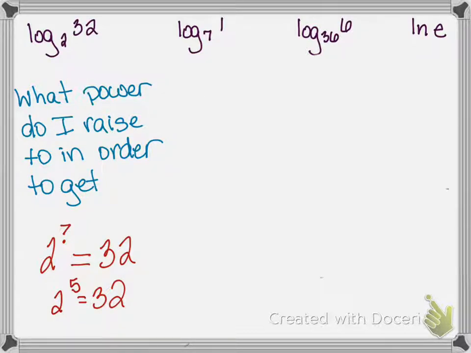What power do I raise 7 to in order to get 1? It's 0. So 7 to the 0 power equals 1. Now we're going to do the next one.